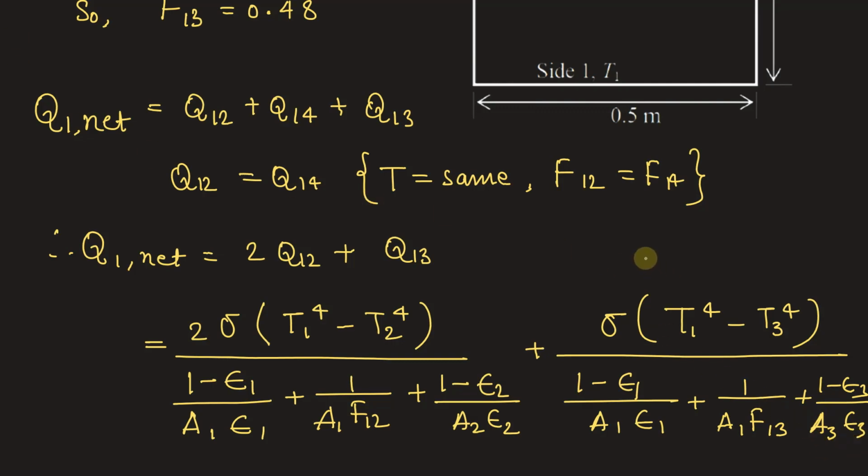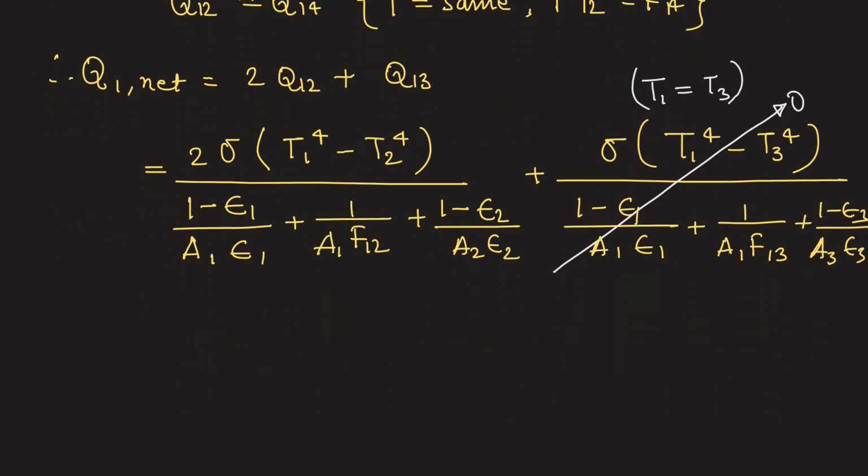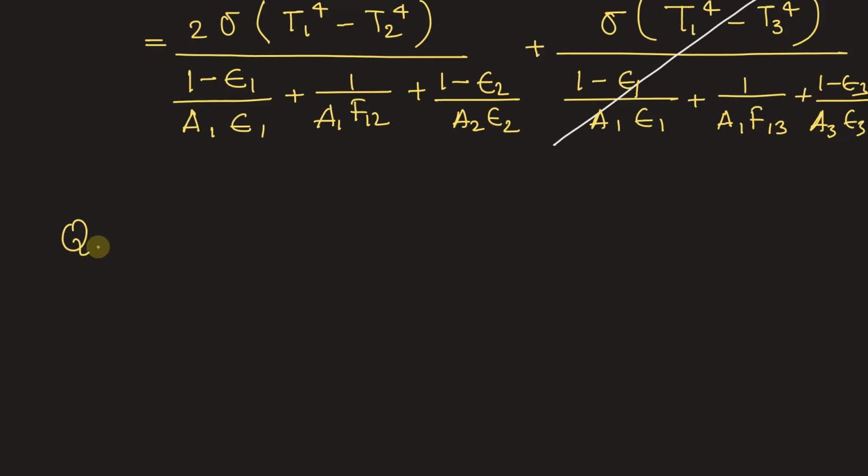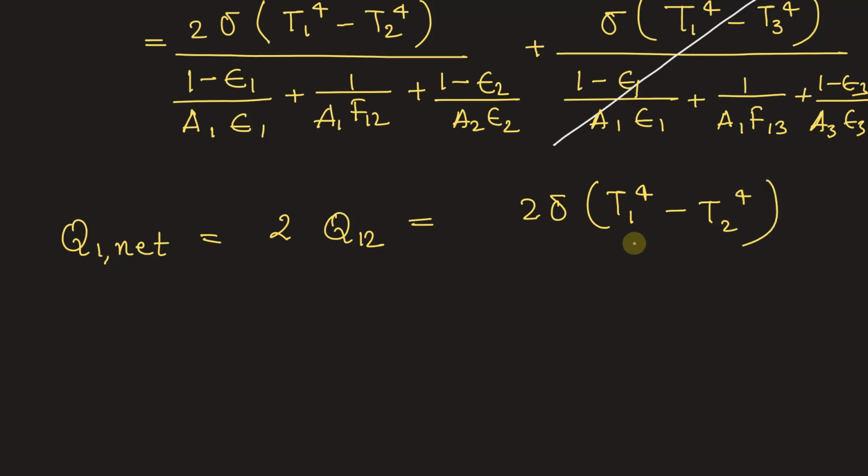Now in the problem it is given that T1 is equal to T3 because both the surfaces are maintained at the same temperature, and that is equal to 927 degrees Celsius. Therefore this entire term will be equal to 0. So we can write the net radiation heat loss or heat gain will be equal to radiation through 2 times radiation through surface 1, 2, and this will be equal to 2 times sigma (T1 to the power of 4 minus T2 to the power of 4) whole divided by 1 minus epsilon 1.